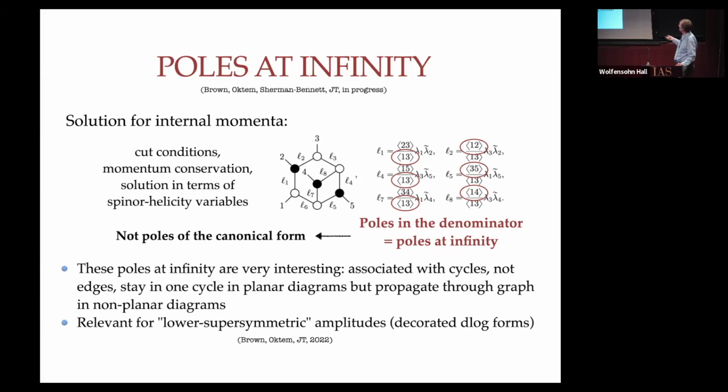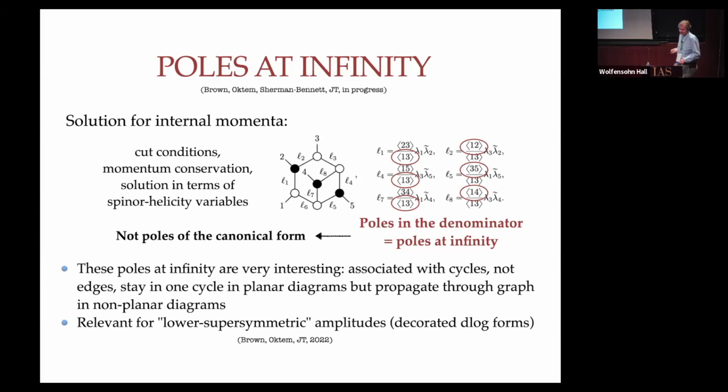So these poles at infinity are actually very interesting. They are not associated with edges, but with cycles, because the cycle tracks down where the pole at infinity is present, in which of the L's associated with each edge has this pole at infinity in the denominator. Now, for planar diagrams, they are always contained in a given loop, in a given cycle. They don't propagate outside that cycle. But in non-planar diagrams, they propagate everywhere, which must be related also to the fact that the cycles are not canonically defined, like in planar diagrams. So in this diagram, all of these momenta L will have the same pole at infinity, 1, 3. Sorry, it should be 1, 3.